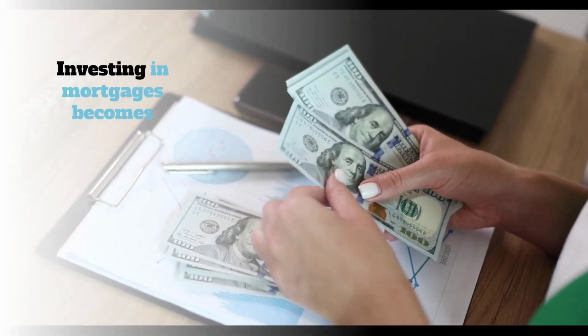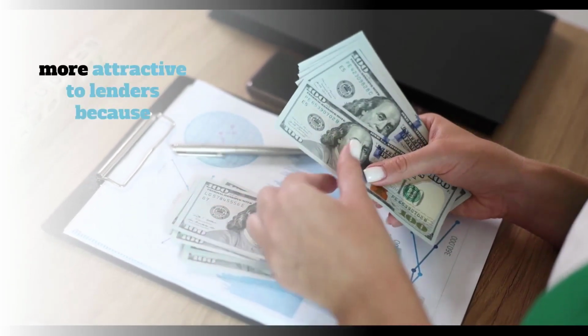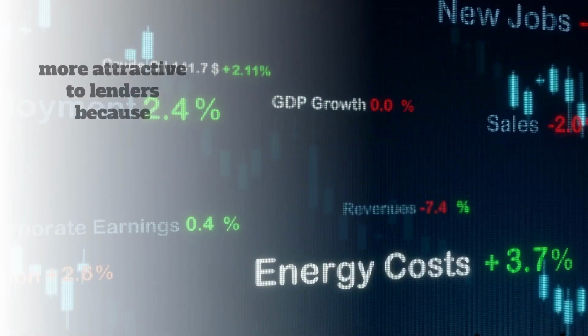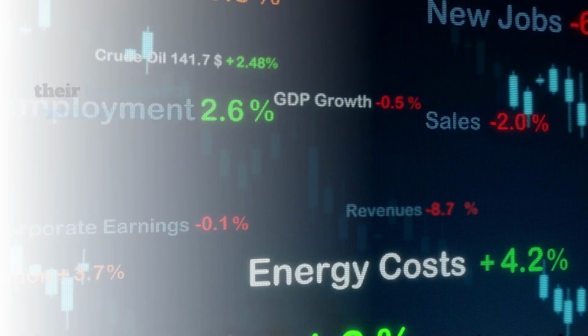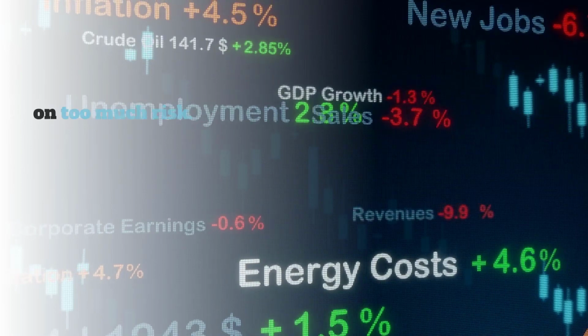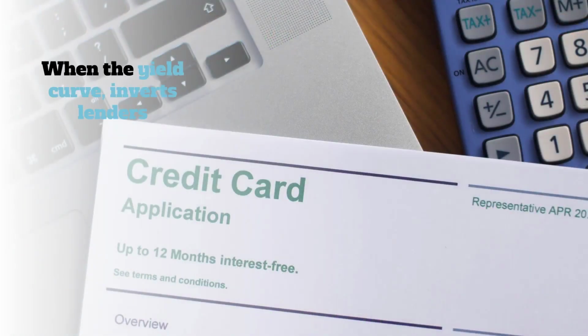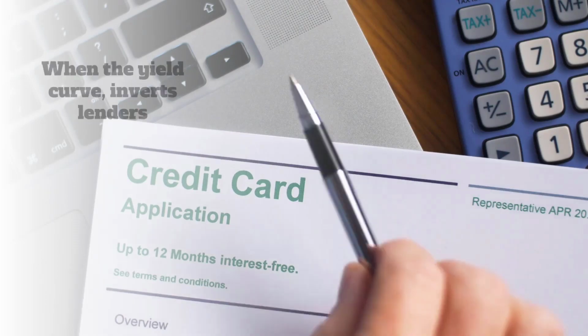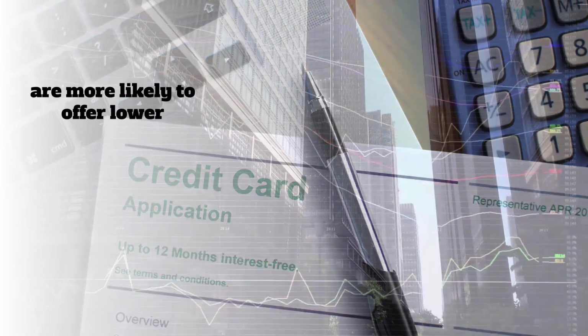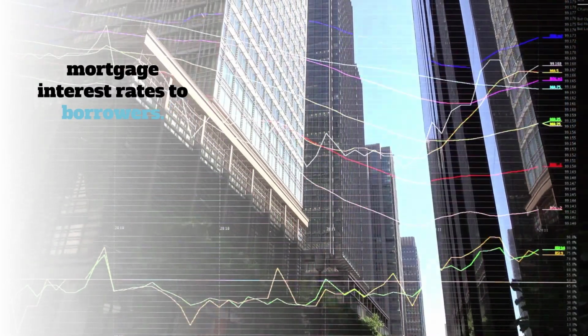As such, investing in mortgages becomes more attractive to lenders because they can get better returns on their investment without taking on too much risk. Therefore, when the yield curve inverts, lenders are more likely to offer lower mortgage interest rates to borrowers.